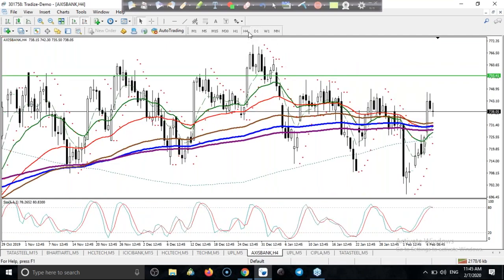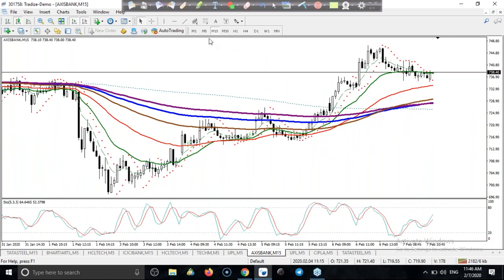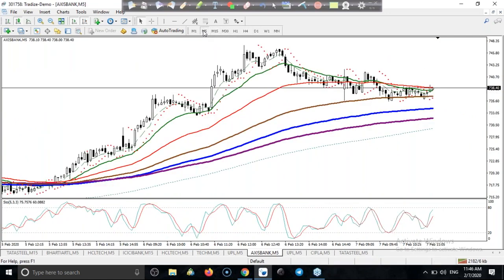All right, in H4 there is no support and resistance. Now you can see here they broke this resistance line, so we are looking for a buy, but we need support and resistance. Now in 15 minutes, they're running in an uptrend, and now we are looking for a buy in 5 minutes, right? The 5 minute time frame is the buy time frame.